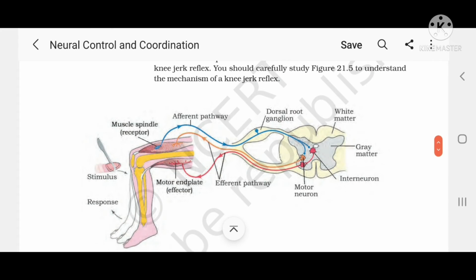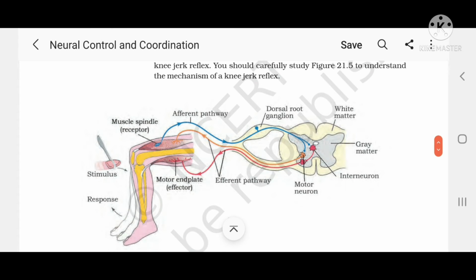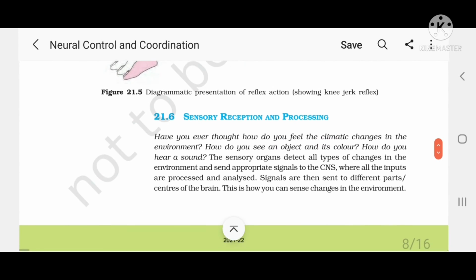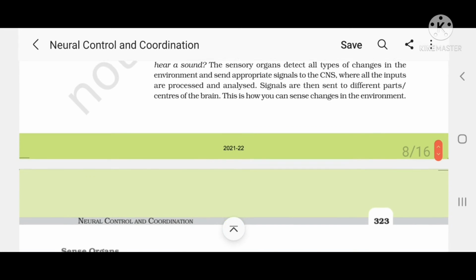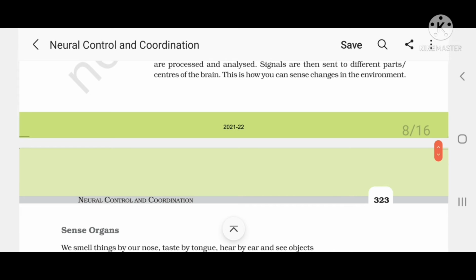21.6 Sensory reception and processing. The sensory organs detect all types of changes in the environment and send appropriate signals to the CNS, where all inputs are processed and analyzed. Signals are then sent to different parts or centers of the brain. This is how you can sense changes in the environment.